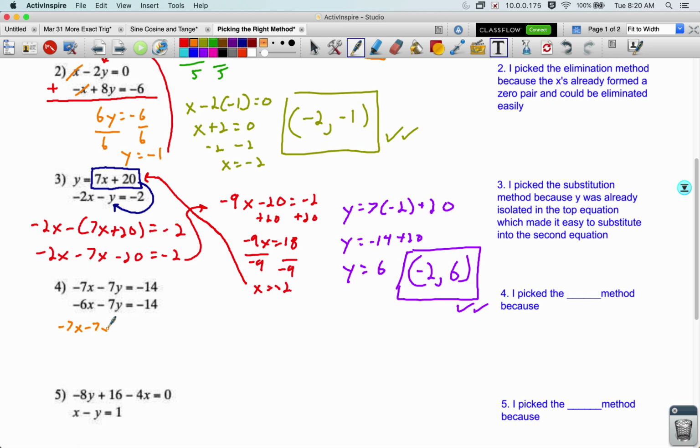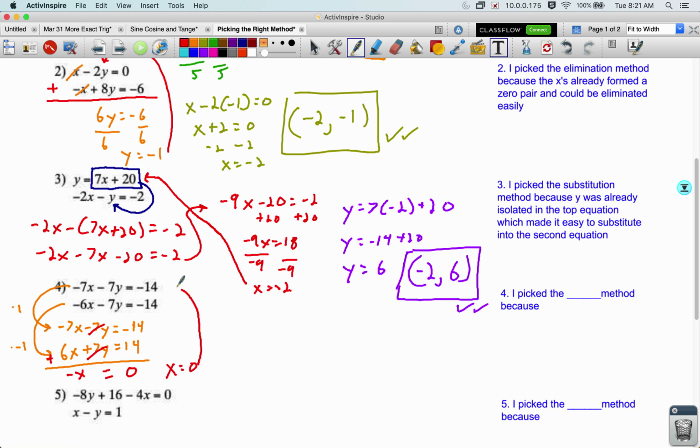So I'm just going to copy down that top equation. I'm just going to say times 1, I'm copying it. For the bottom equation, I'm going to multiply by negative 1, and I get 6x plus 7y equals 14. Now I do have a zero pair, and I can add these together. I get negative x, these cancel, but I have to leave something, equals 0. If negative x equals 0, then x equals 0.